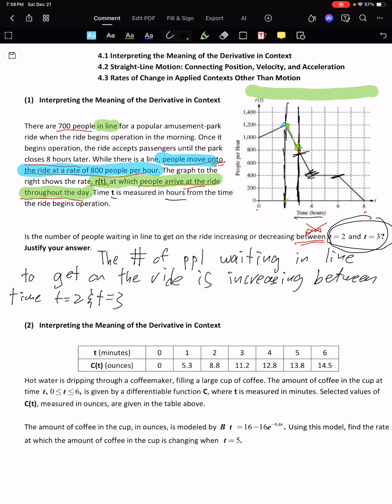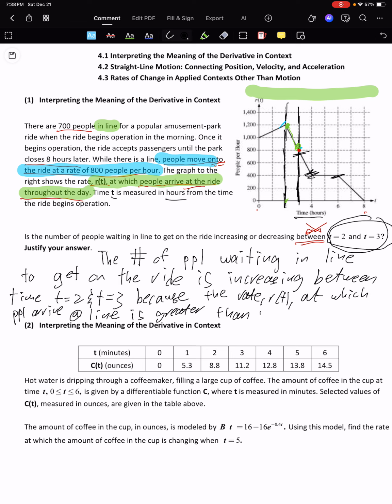Increasing between times 2 and 3 because the rate R of t at which people arrive at the line is greater than the rate at which people move onto the ride.